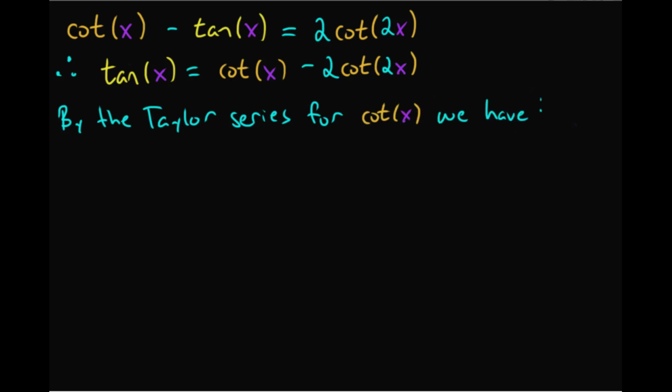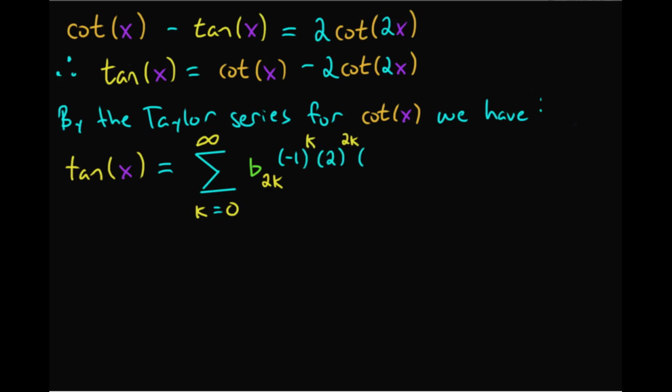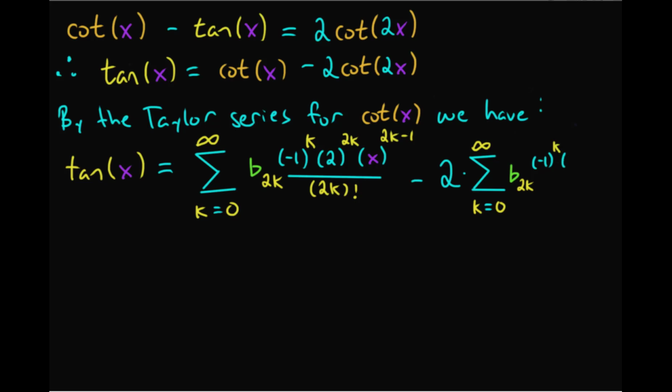So by the Taylor series for cotangent of x, we would then have that tangent of x equals the sum indexed from k equals 0 to infinity of b sub 2k times negative 1 to the k times 2 to the 2k times x to the 2k minus 1 all over 2k factorial, minus 2 times, and here's the Taylor series now for cotangent of 2x. We're just going to plug 2x in place of x. So minus 2 times the sum from k equals 0 to infinity of b sub 2k times negative 1 to the k times 2 to the 2k times 2x, quantity to the 2k minus 1, all over 2k factorial.